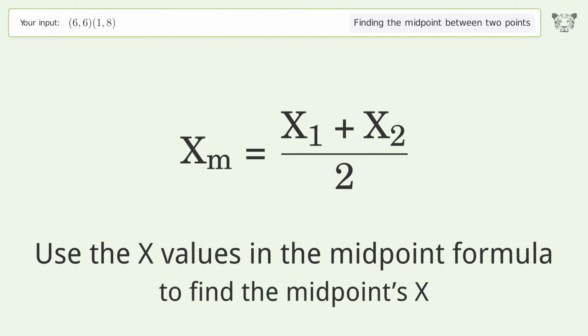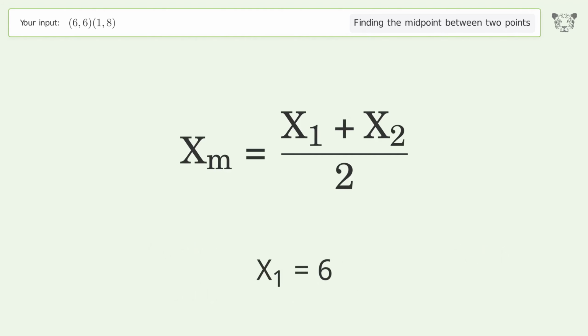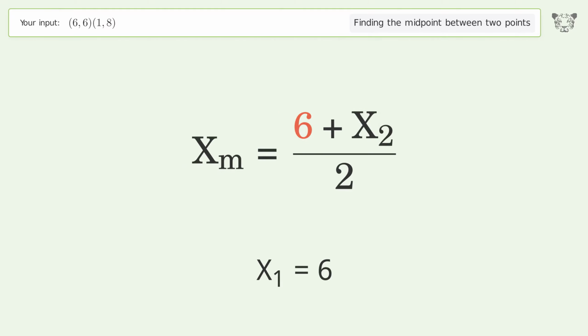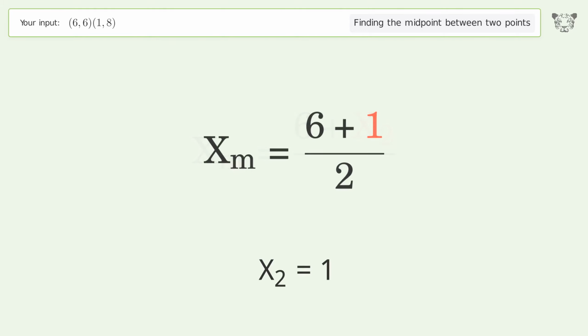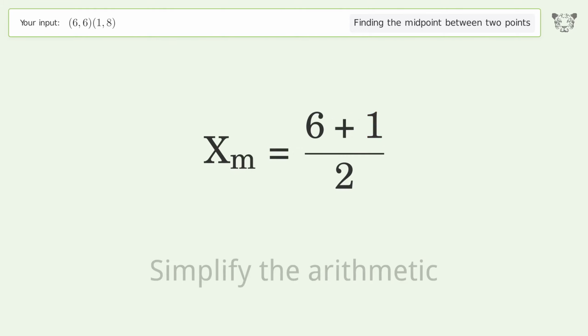Use the x values in the midpoint formula to find the midpoint's x. x1 equals 6. x2 equals 1. Simplify the arithmetic.